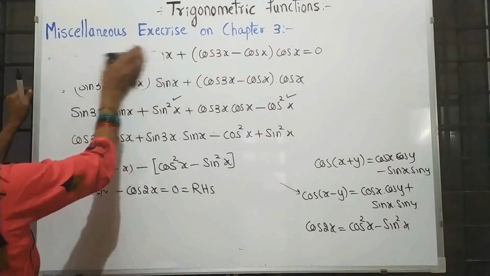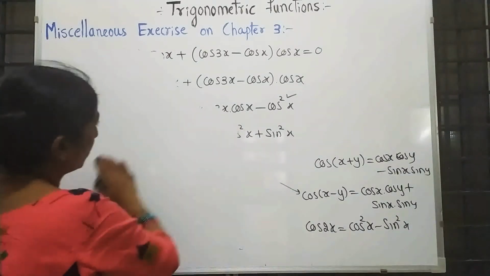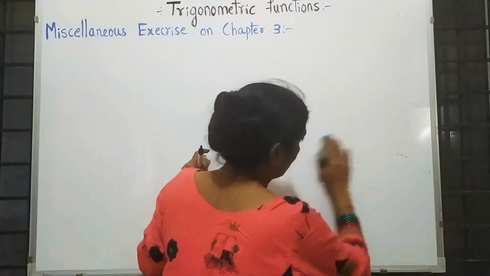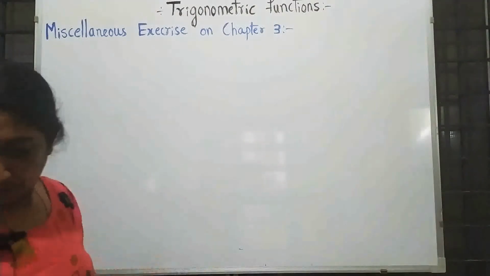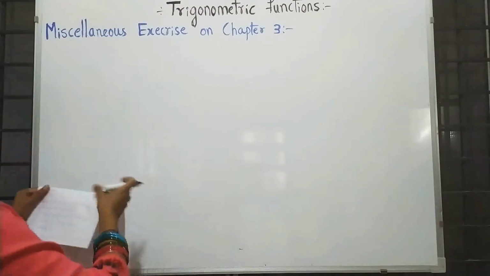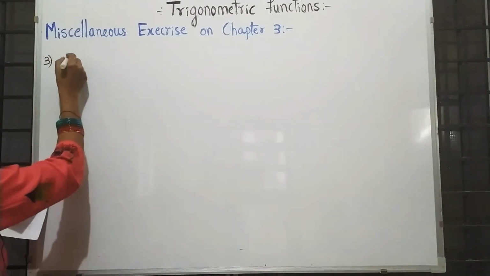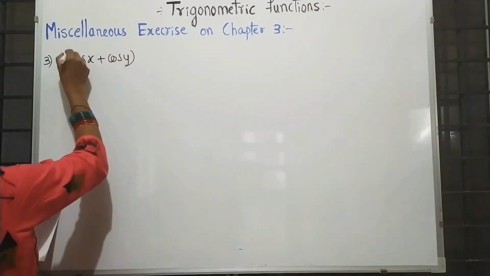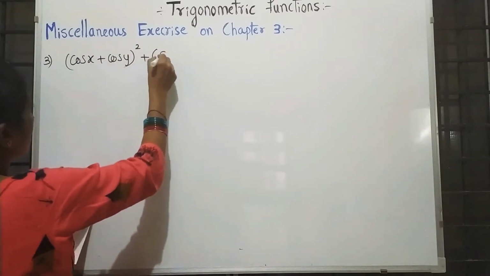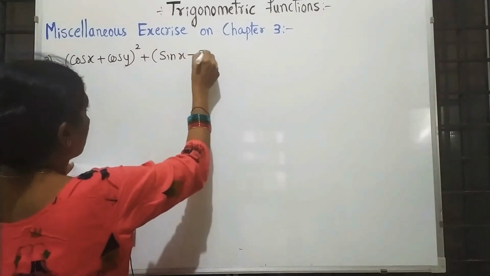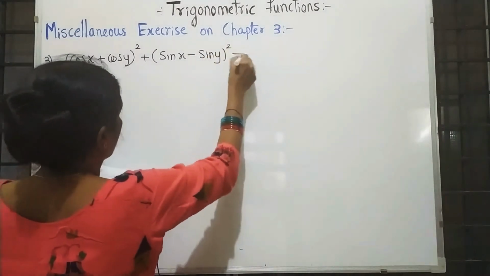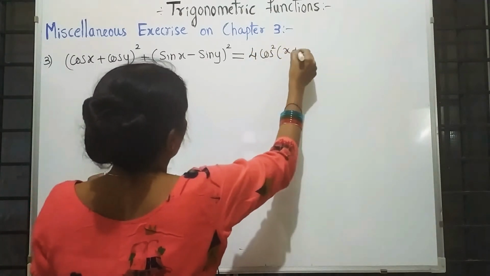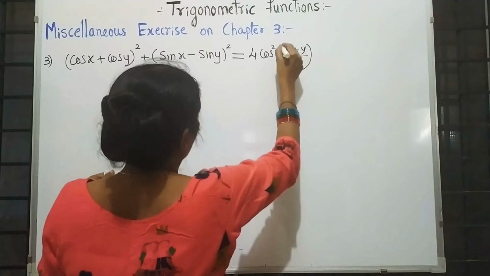Moving to the third question. Third is an interesting question, important as well as interesting. If you are thorough in the formula, you can easily solve it. Third one, prove that cos x plus cos y whole square plus sin x minus sin y whole square is equal to 4 cos square x plus y divided by 2.